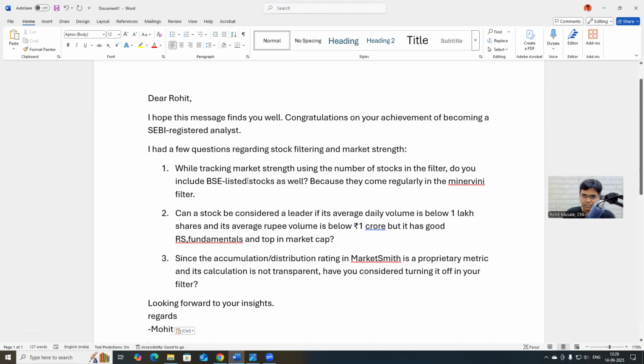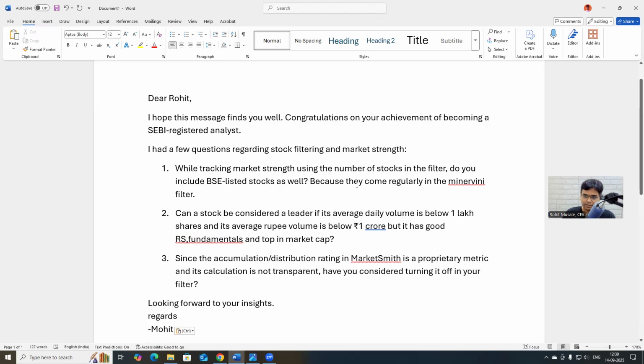So, do you include BSE listed stocks as well? In India, there are two exchanges, BSE and NSE. Now, we all know that the turnover or the volume on NSE is more than the volume on BSE. So, for liquidity reasons, I personally stay away from stocks which are not listed on the NSE. Most stocks you will find are listed on both BSE and NSE, but there are some stocks that are only listed on BSE, they are not listed on NSE. So I reject those stocks for liquidity reasons.